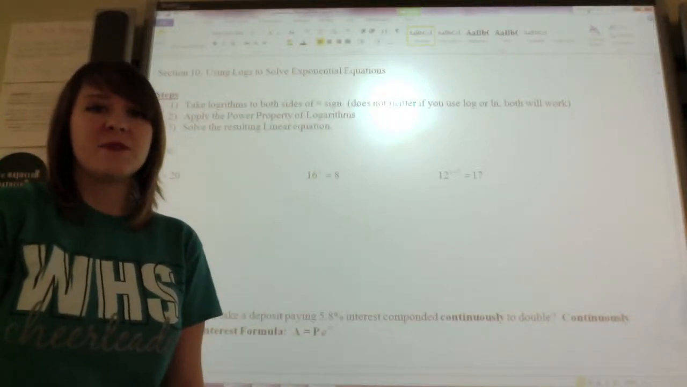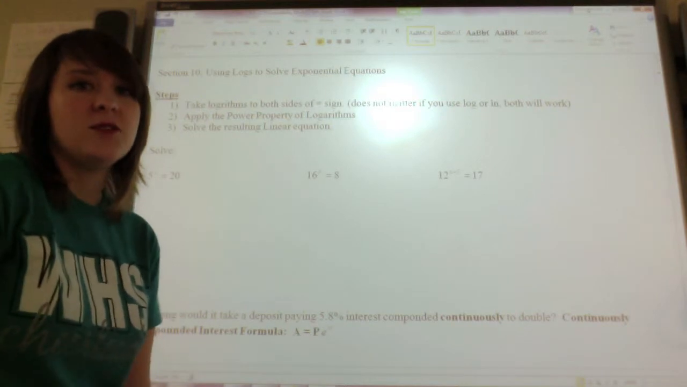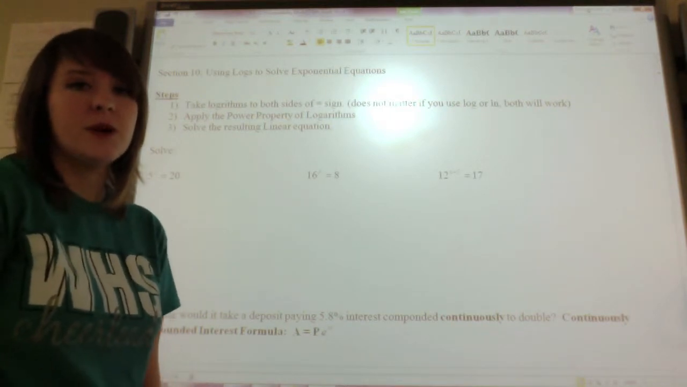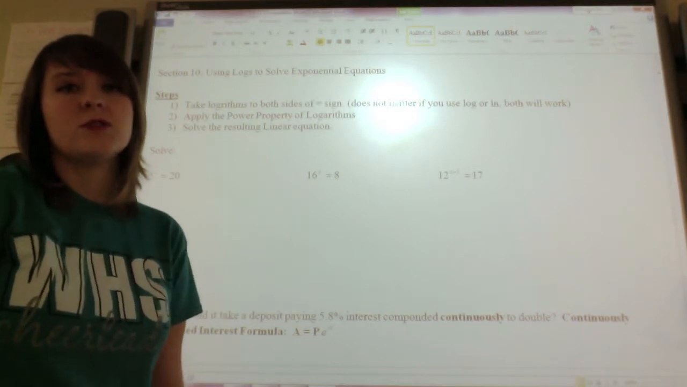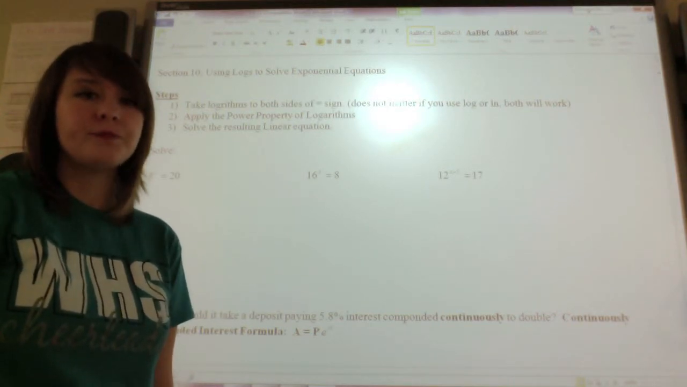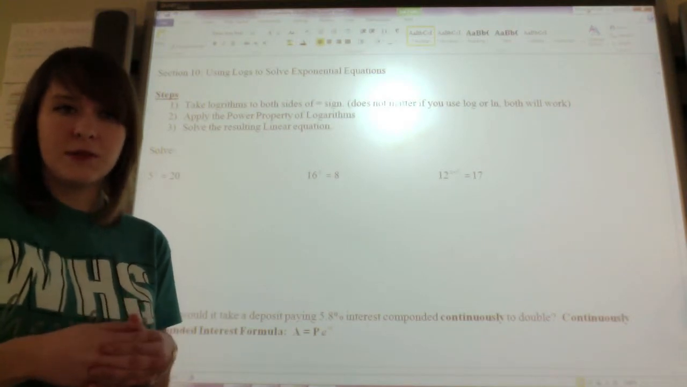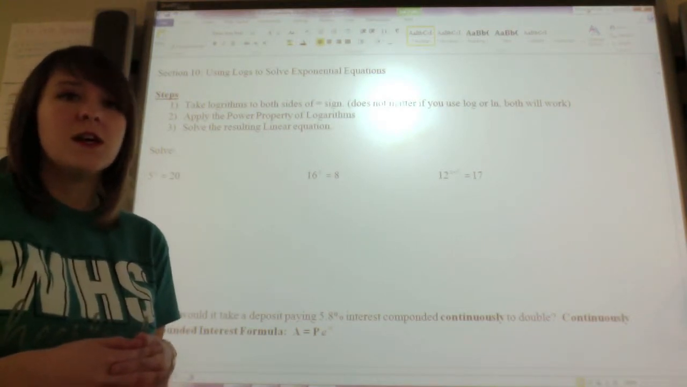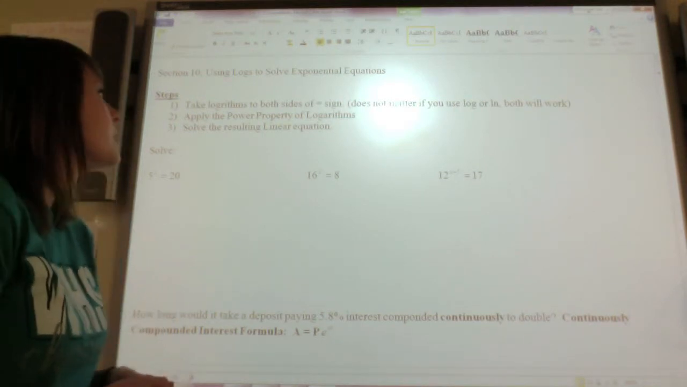Hey guys, today we're doing section 10 in advanced algebra for chapter 9, which is on using logarithms to solve exponential equations. So we've been learning about logarithms and exponential equations for this whole chapter, and now we're going to wrap it up and talk about the main reason that we need logarithms in the first place, and that is in order to solve our exponential equations.